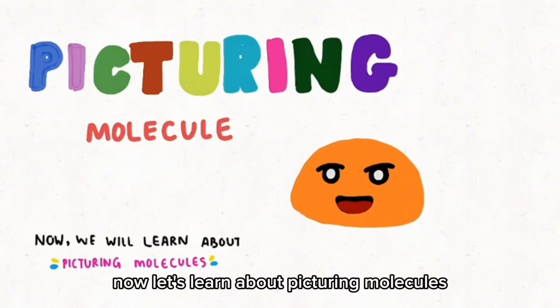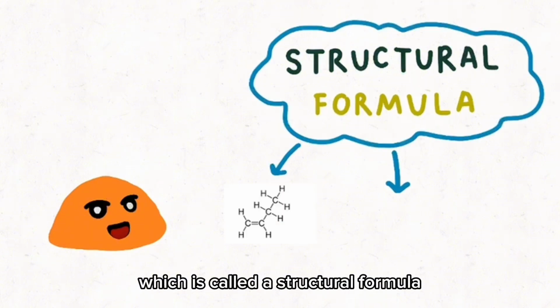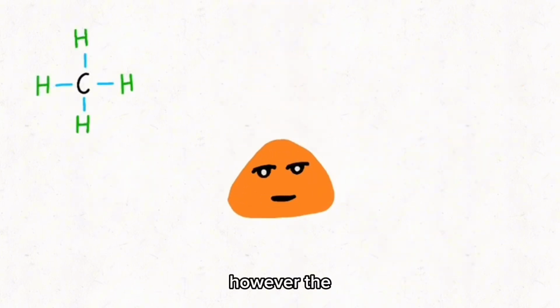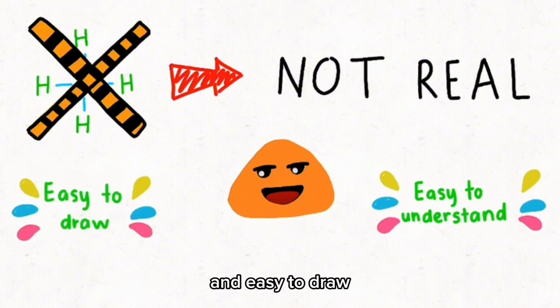Now let's learn about picturing molecules. We often represent molecules in 2D, which is called a structural formula. It shows how atoms are joined together, the orientation and the position. However, the structural formula does not show the actual geometry of the molecules. We use it because it's easy to understand and easy to draw.